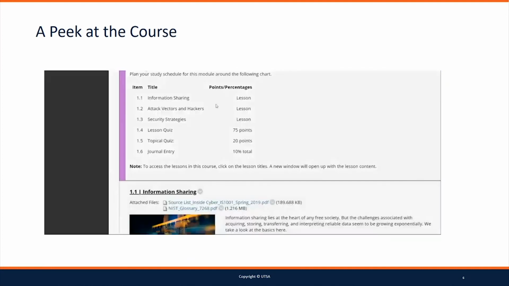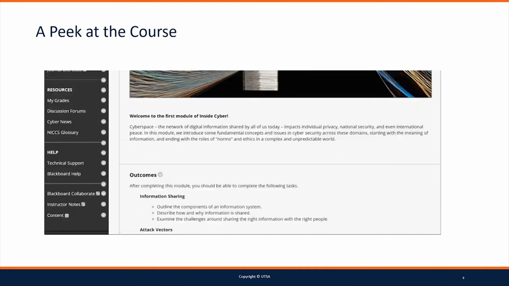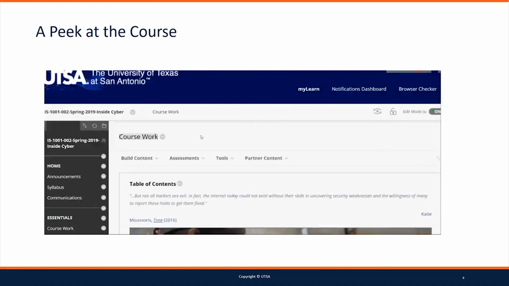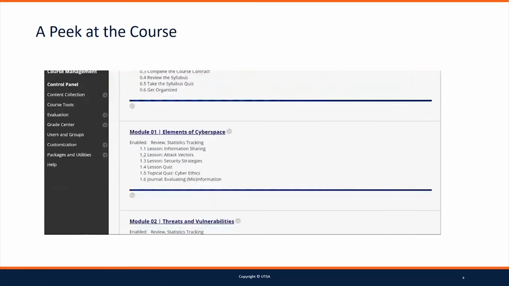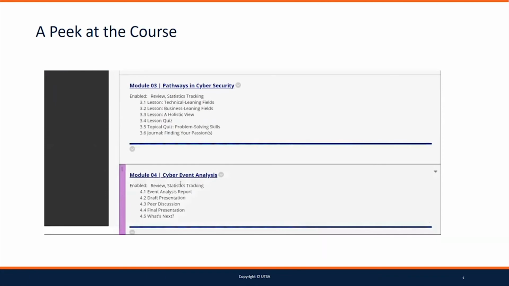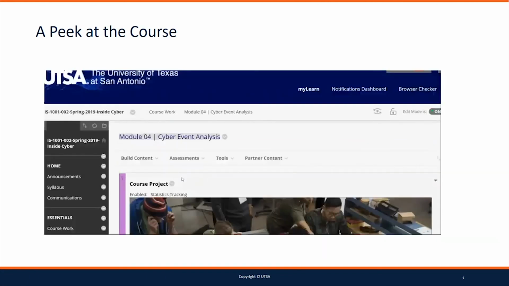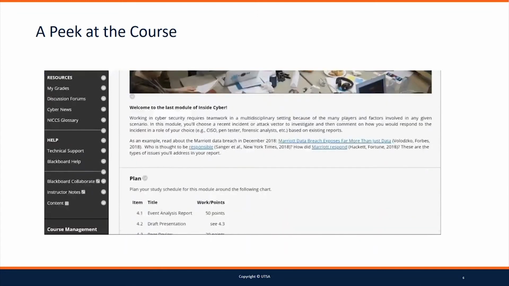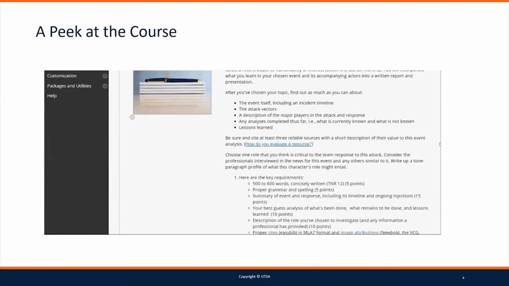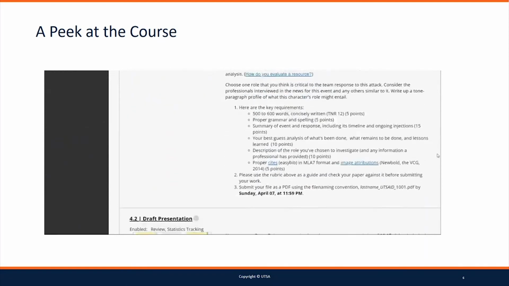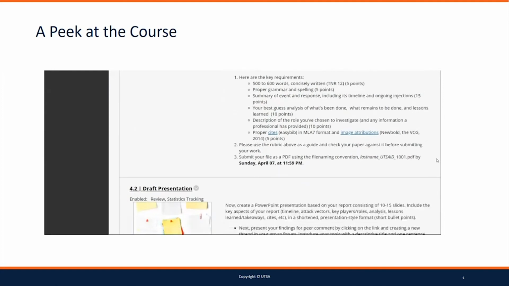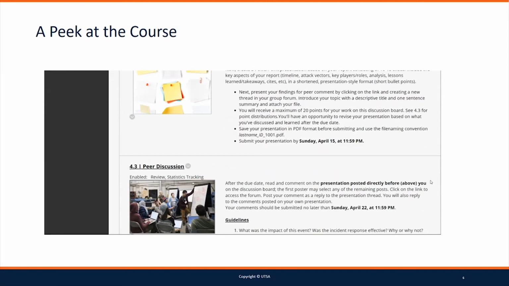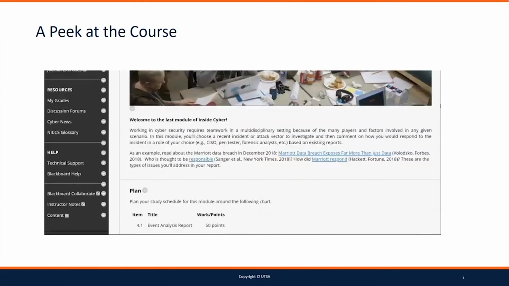And then the final course project is a tabletop exercise, which involves finding a cyber event and documenting what's happened, who was involved, and writing a report on takeaways and lessons learned on how to prevent this attack in the future. Then a presentation on the event is posted on a peer discussion board for review. Then they have an opportunity to revise their presentation based on feedback.